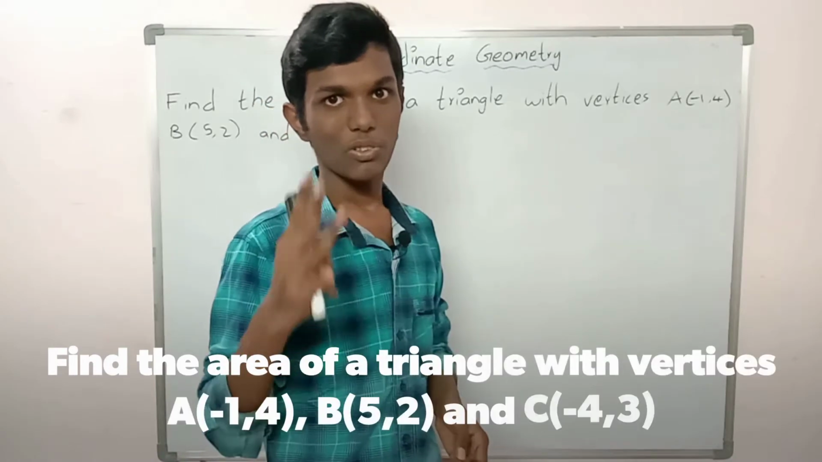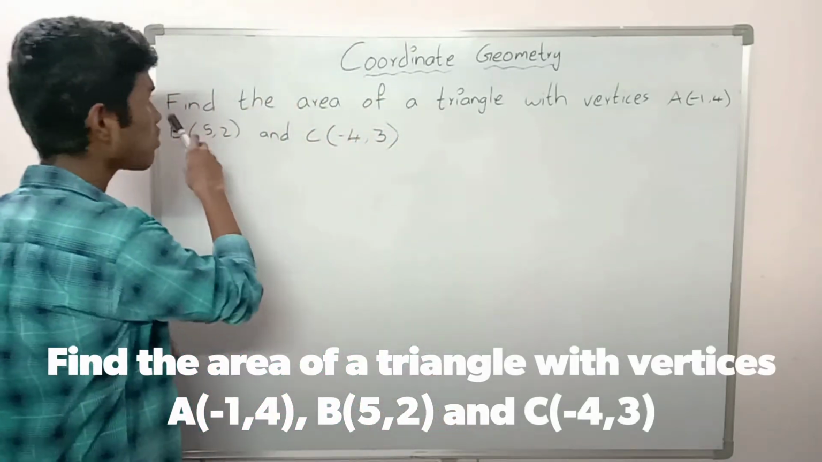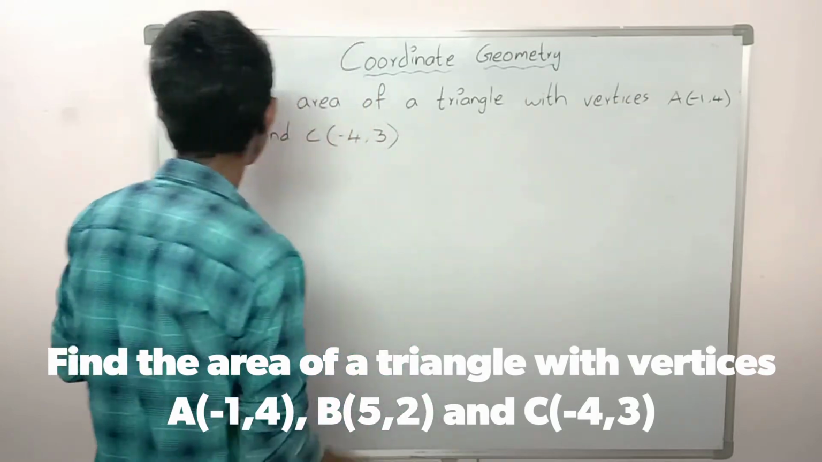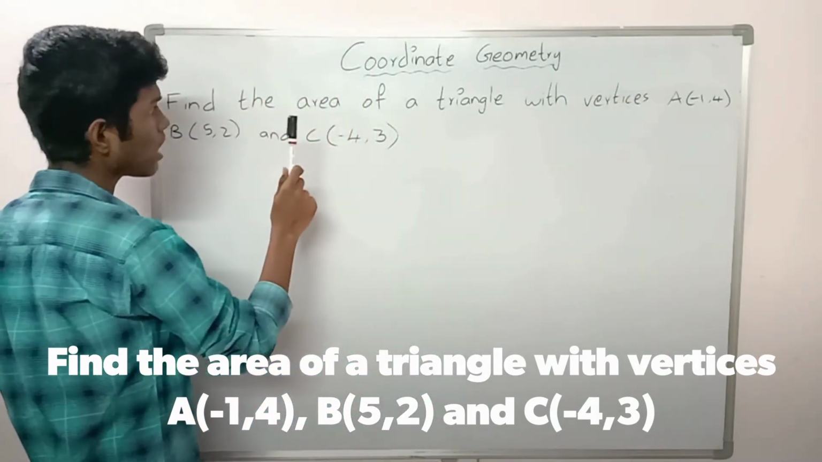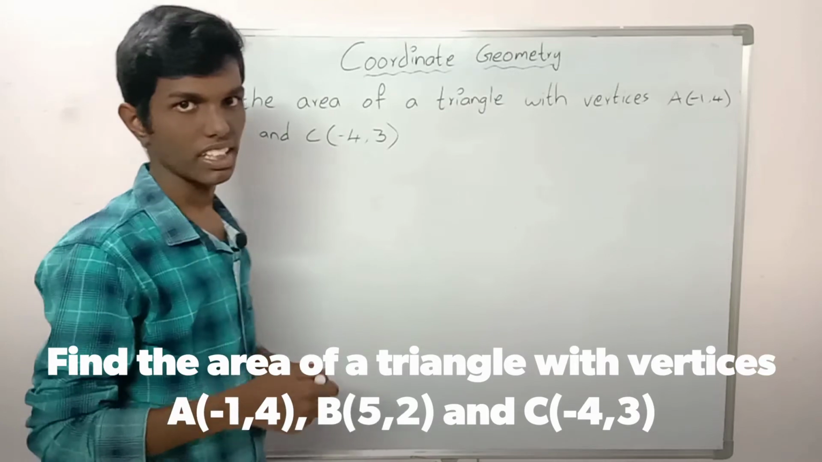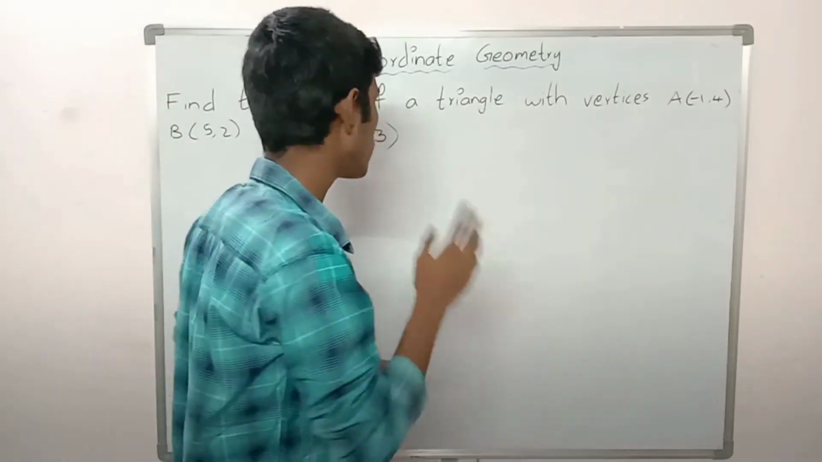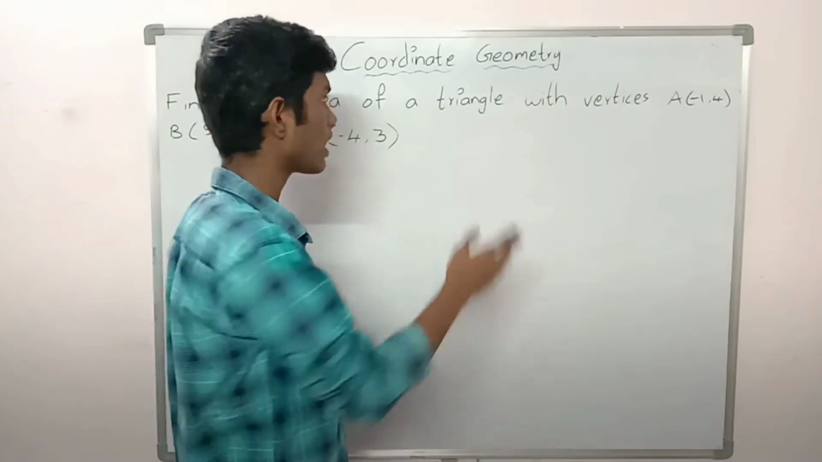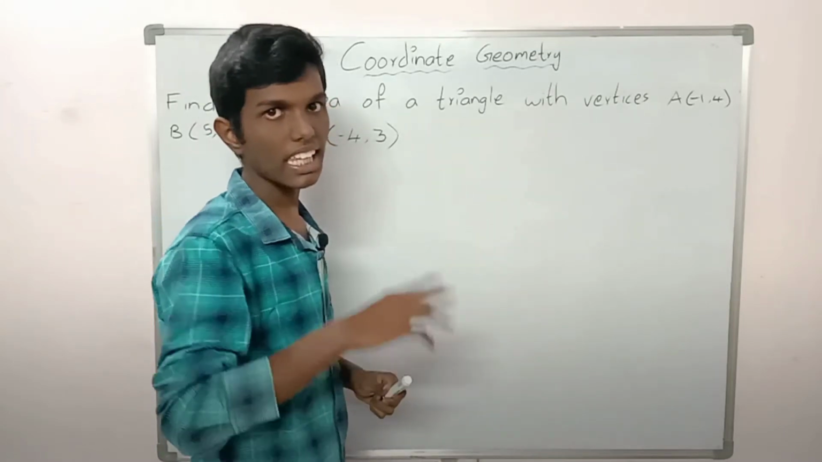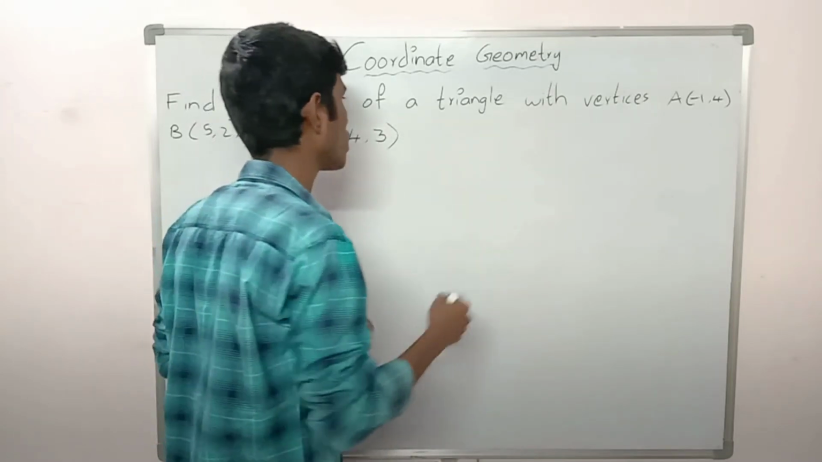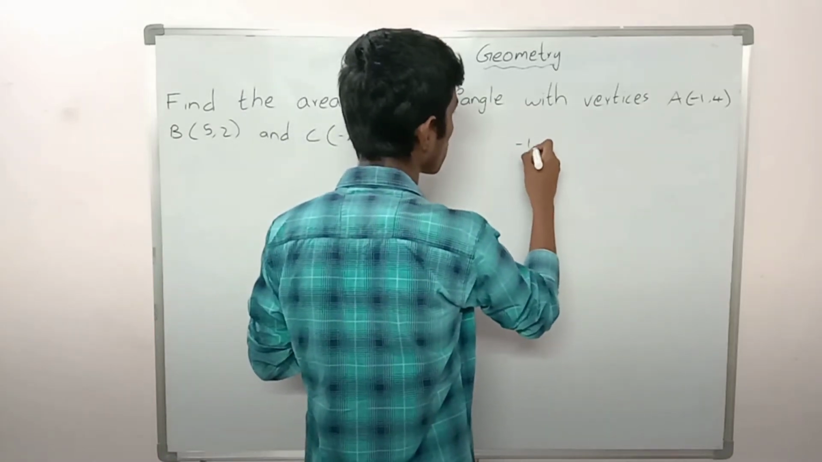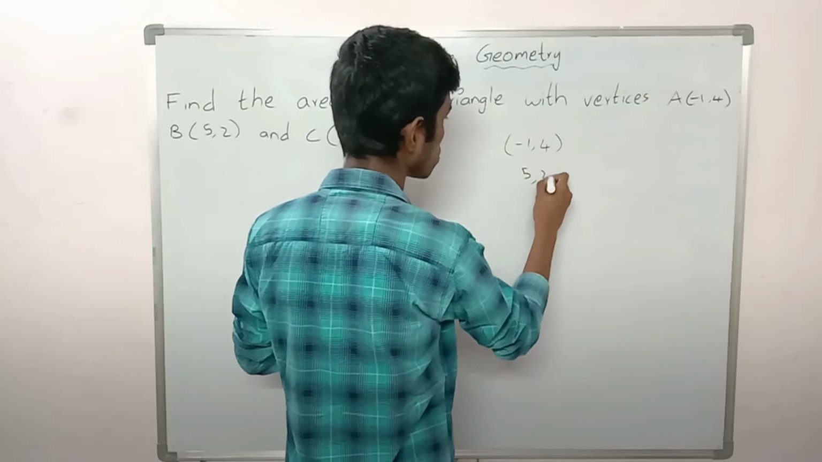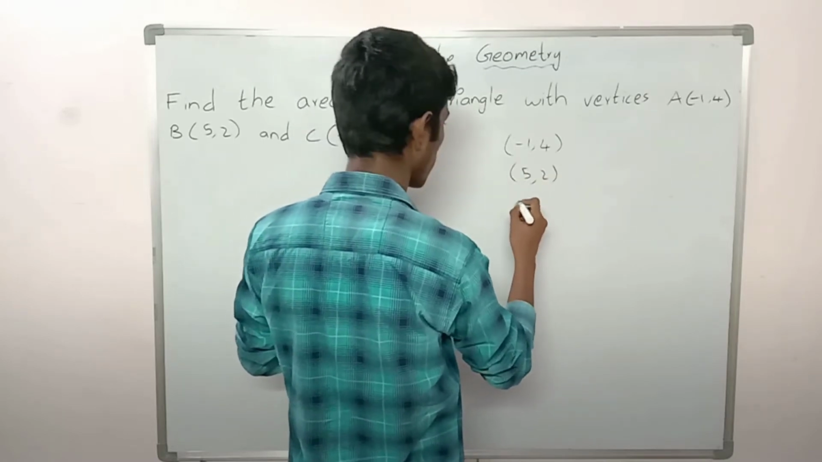Now the third basic question. Find the area of a triangle with vertices A (-1, 4), B (5, 2) and C (-4, 3). And again, we are going to find it individually, writing the x coordinates separately and the y coordinates separately. Write down the points first. (-1, 4), (5, 2) and then (-4, 3).